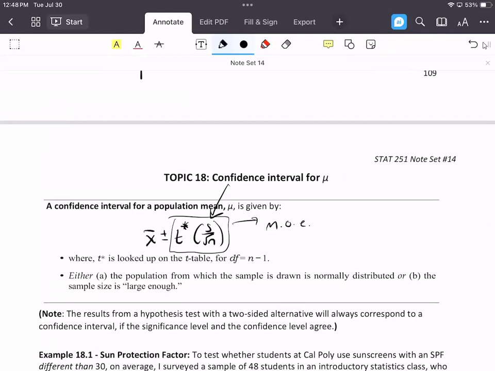And that wraps up the work on looking at one proportion.